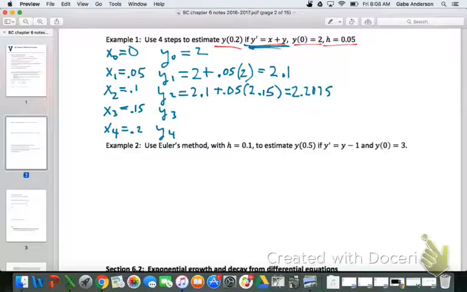All right, so y3 is going to be based on just the most immediate previous point. So y3 will equal the previous y-coordinate. So that would be 2.2075 plus the step size, which is 0.05, times the slope based on the most immediate previous point. So let's see here. Since slope is equal to x plus y, this one's actually pretty straightforward, isn't it? 2.3075? Yeah, okay, so 2.3075. But then, of course, we've got a little arithmetic to be done.